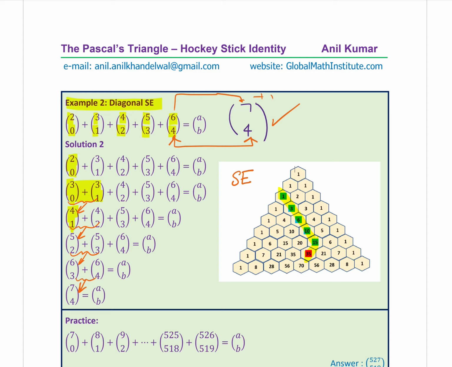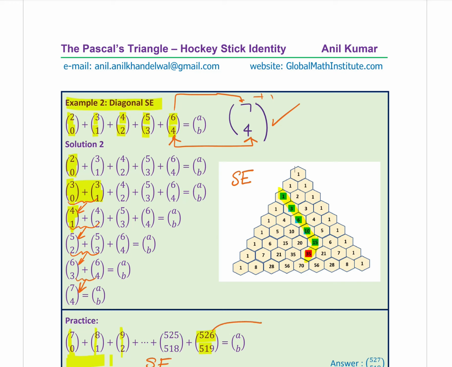Here is another series for you. Can you write down the answer for this? 7C0 plus 8C1 plus 9C2 and so on till 526C519. Well, you can clearly see that the lower number increases from 0, 1, 2, 3, so definitely we are going in the southeast direction.